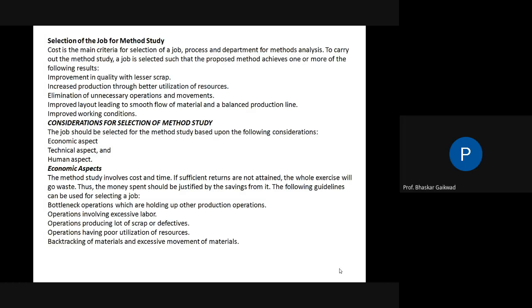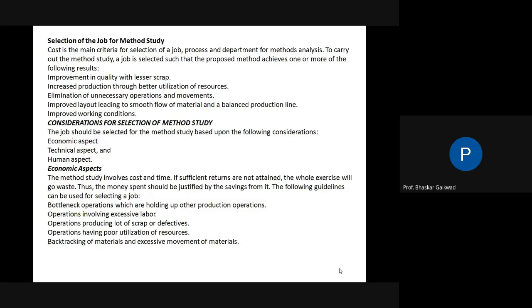Then, selection of the jobs by method study. Which points do you actually need to think about while selecting a job in this method study? Now, suppose you are thinking of applying the method study principles in industry. What is our first point? Select the jobs where we can apply our method study. While selecting the jobs, which points do you need to consider?